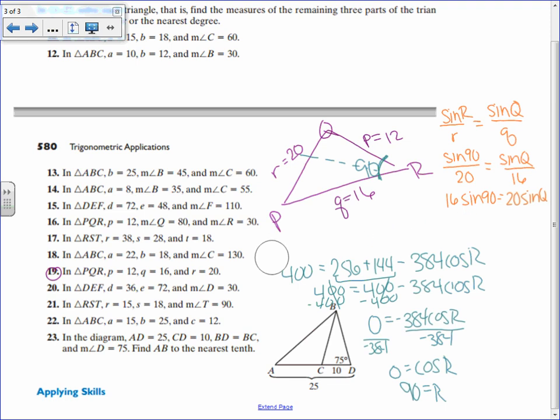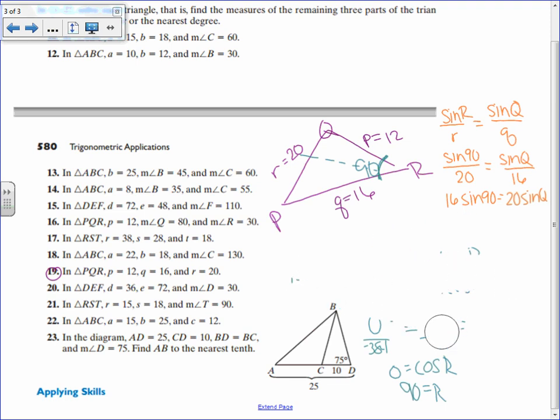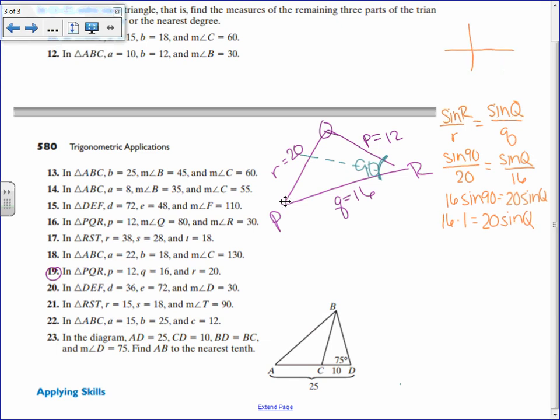Now I'm gonna have to erase some of this down here. Now you can put this in your calculator and it'll do it for you, no problem. But we should be able to recognize that the sine of 90 is 1. All right, go back to your unit circle. I'm up here at 90 degrees. This is the point 0, 1, and sines are my y-coordinates. So then 16 over 20 is equal to the sine of q.